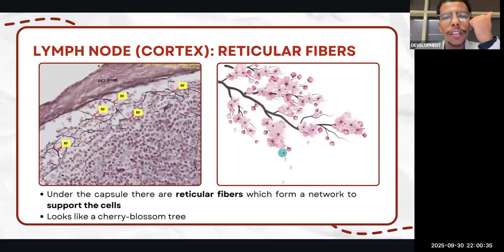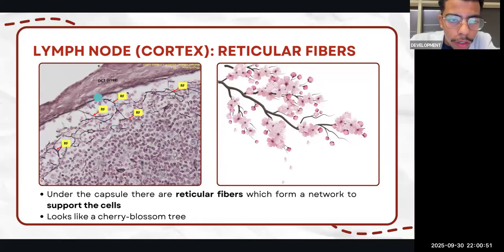Okay, so earlier someone asked me if we have to know reticular fibers. There in the connective tissue, no. But here in the cortex of the lymph node, yes, you have to know it because it's quite visible. Okay, it looks like cherry blossom trees. So can you guys see here? These are the reticular fibers, the black ones, and around them the cells kind of look like a cherry blossom tree. Okay, so they're only there to support the cells and hold it together. All right.